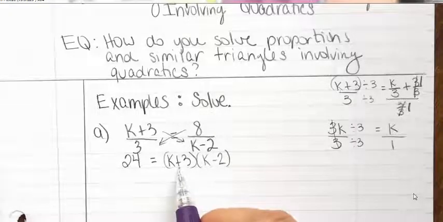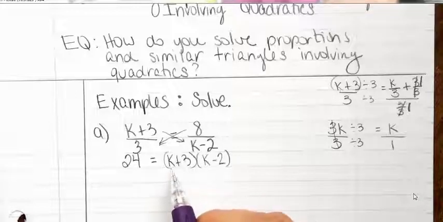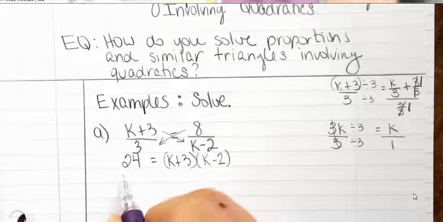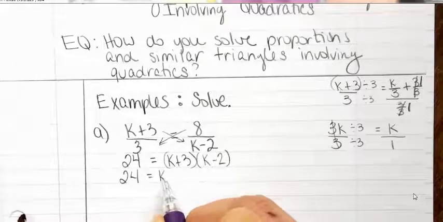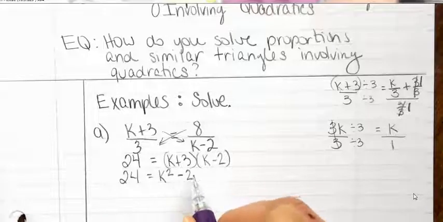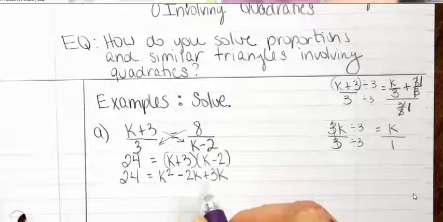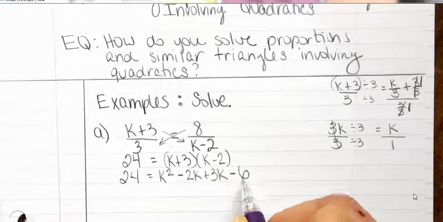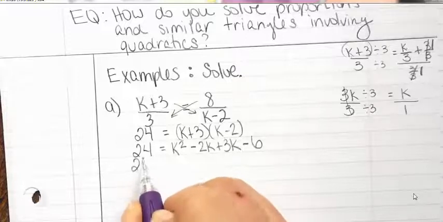Okay, so now I've got a binomial times a binomial, so I need to double distribute or FOIL these two binomials. So k times k is k squared, right? Those are my firsts. My outers give me my negative 2k. My inners give me a positive 3k. And my lasts give me a negative 6. Simplifying that.